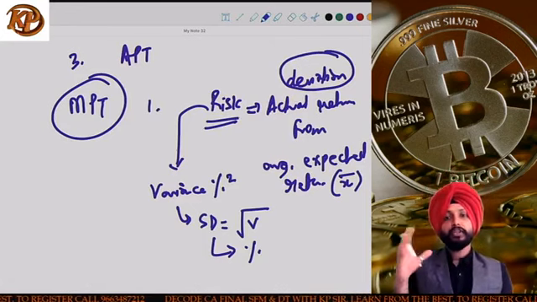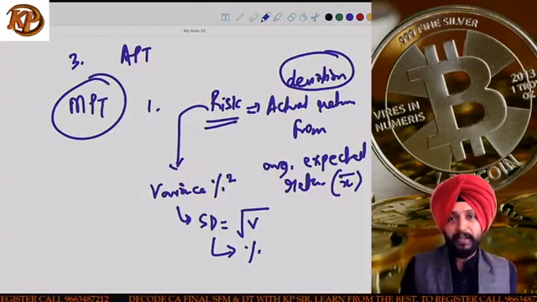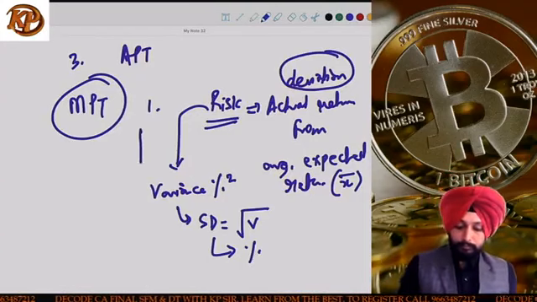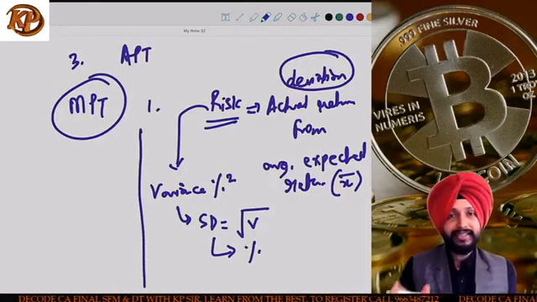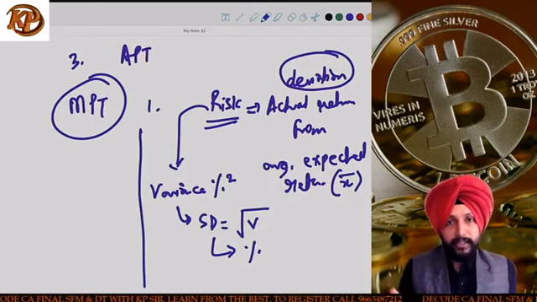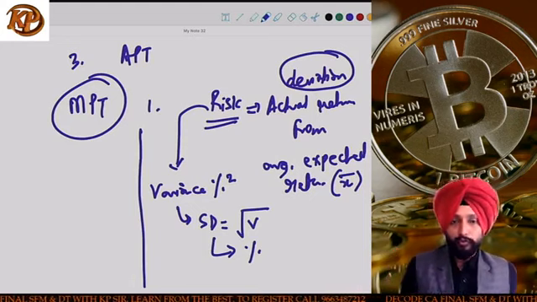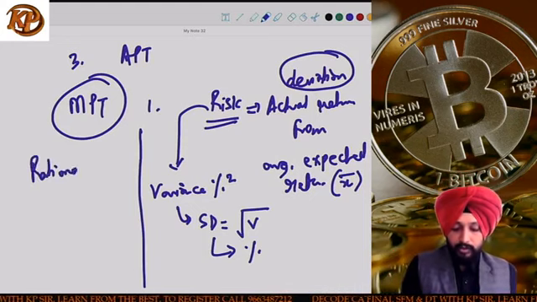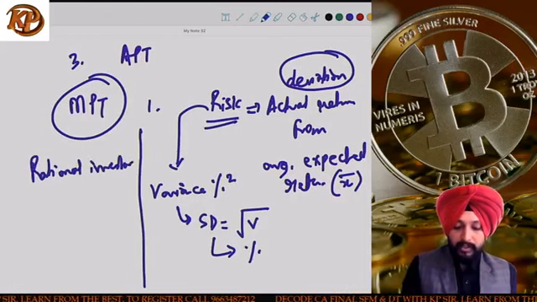Okay, so any deviation of actual return from average expected return is risk. Average expected return is X bar, and variance is used to capture risk, which is expressed in percentage square. Standard deviation is the root of variance. Now what we studied further is that any rational investor is always trying to maximize his utility.